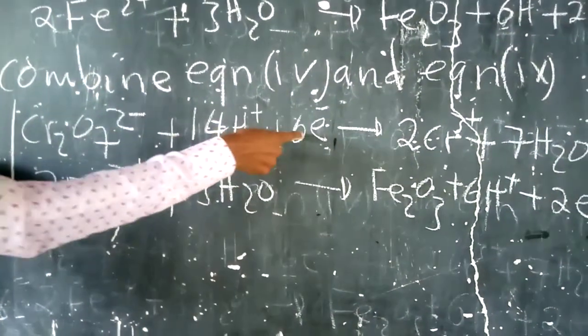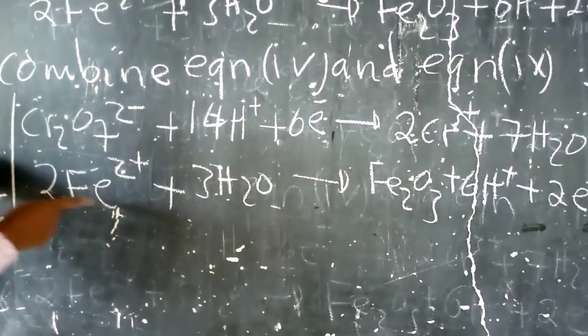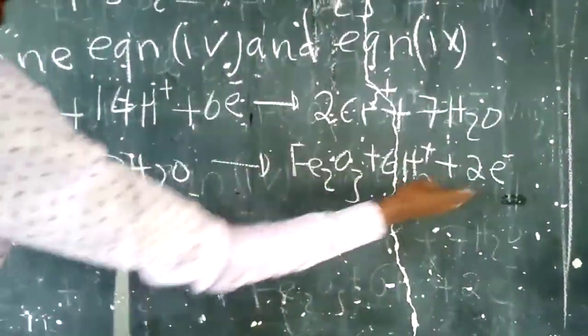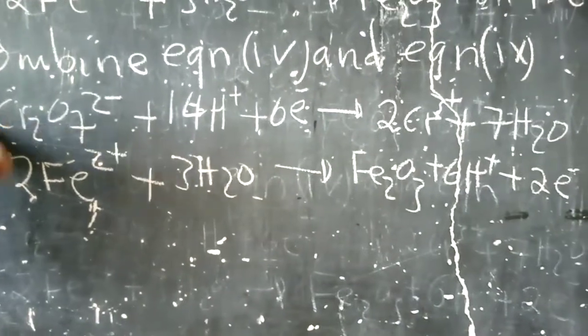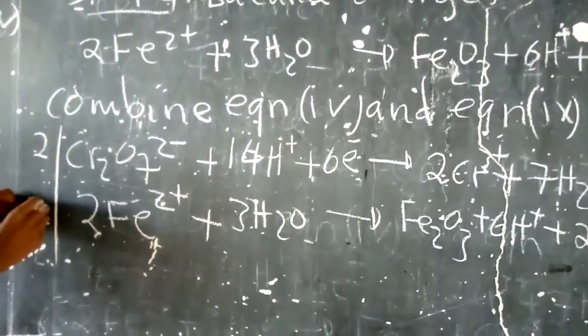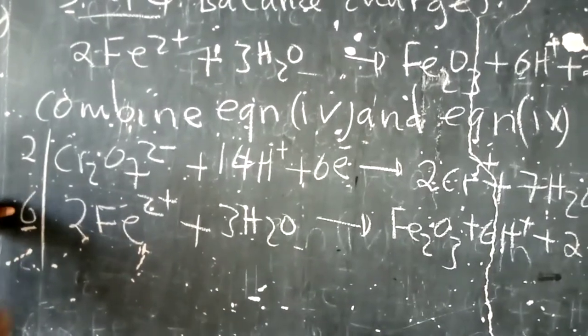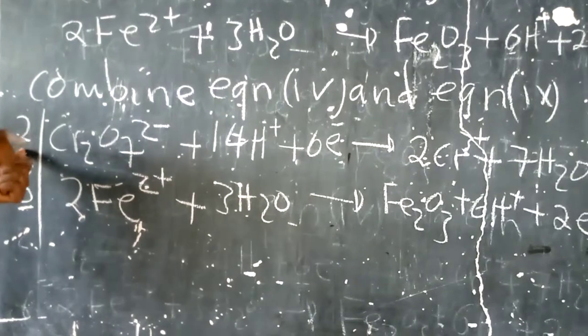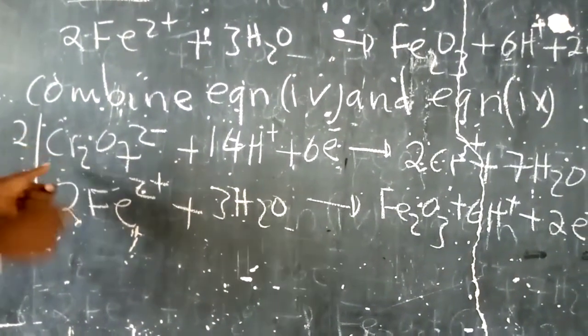So to combine these equations, you have to multiply to equalize the 6 electrons in equation 9 and the 2 electrons in equation 4. So multiply equation 4 by 2 and equation 9 by 6. Very simple. So multiply first. We have to multiply 2 times this.